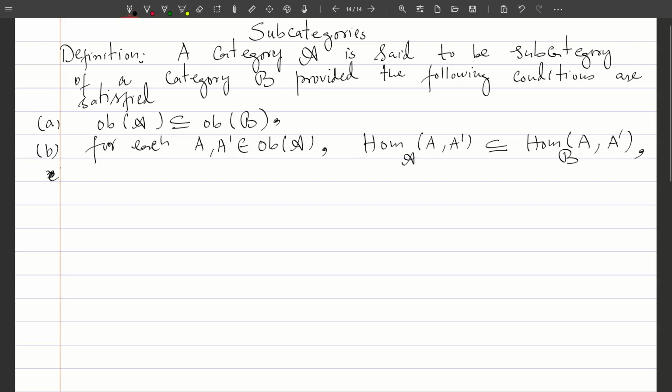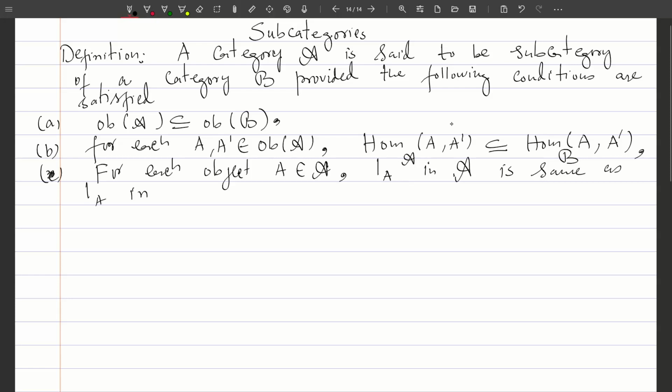The third item says that for each object A in the category A, the identity morphism 1_A in the category A is the same as 1_A in category B. So the identity morphism on A in category A has to be the same as the identity morphism on the same object in category B.